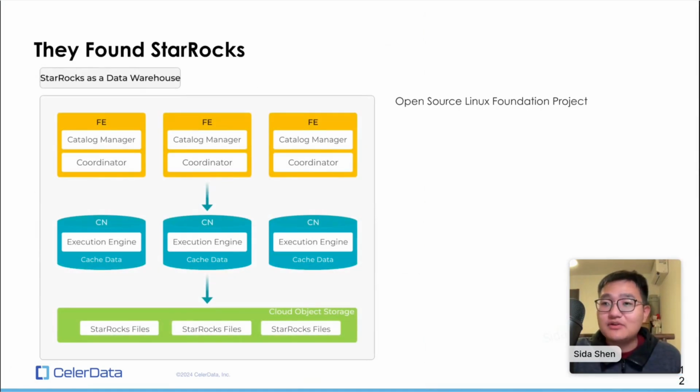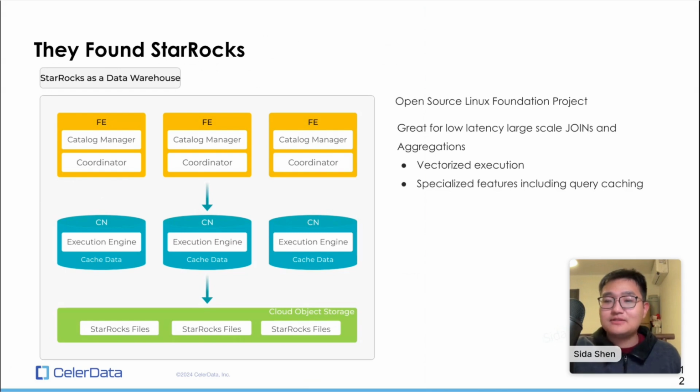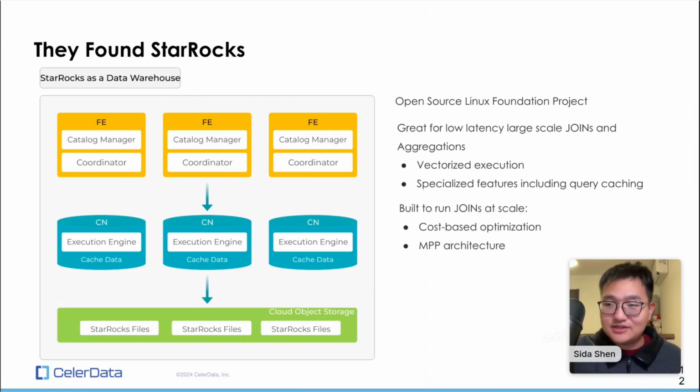And that's when they found StarRocks. StarRocks is an open source Linux Foundation project. It's great for low latency, large scale joins and aggregation queries. It has vectorized execution, so every single operator of StarRocks is vectorized. It also has specialized features built specifically for customer-facing, low latency, high concurrency workloads, including query caching, which is an intermediate result cache. And it's built to run joins at scale.